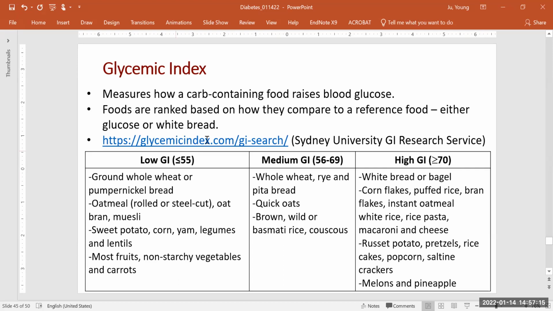The International Glycemic Index database is maintained by Sydney University Glycemic Index Research Services in Sydney, Australia. And the database contains the results of studies conducted at research facilities around the world.